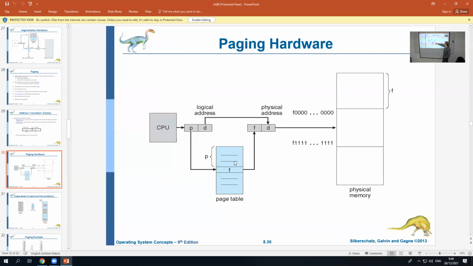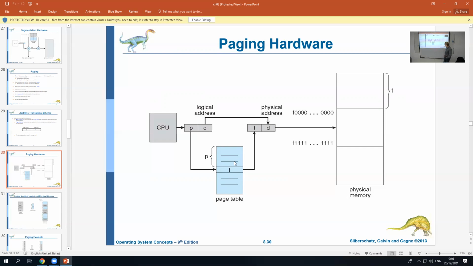In this case, if there's only 3 pages here, then F can only be 0, 1, or 2, right? You never would have 3 though, because there'd always be a multiple of 4, or a multiple of 2, a power of 2. But in this picture, it's only 3, so this F could only be 0, 1, or 2.